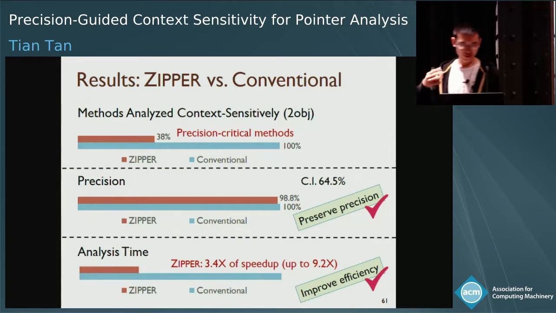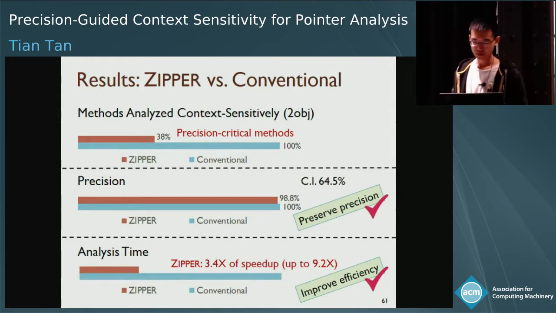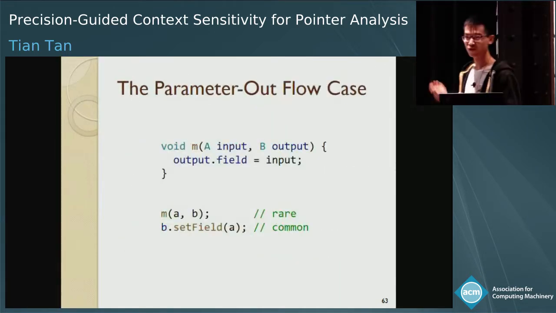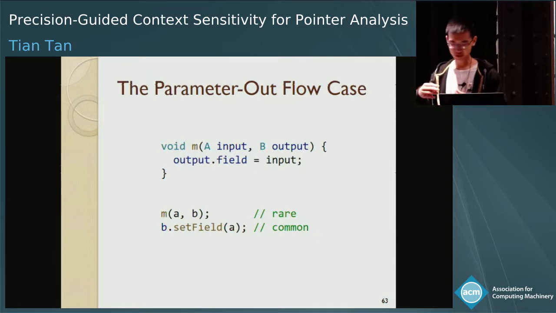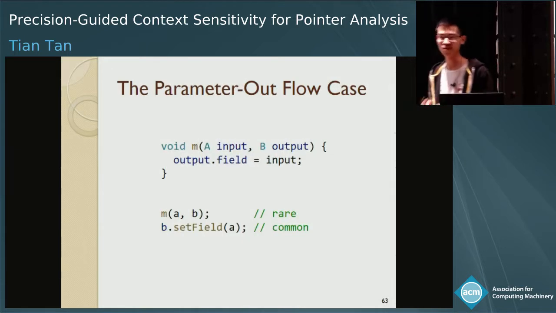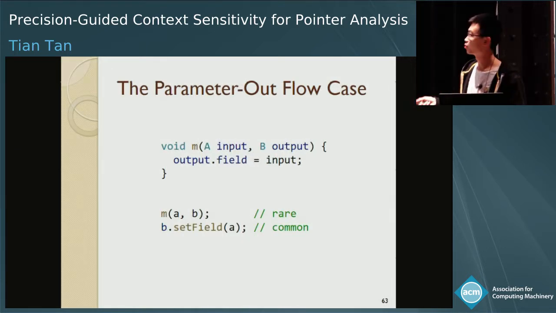We found that it's extremely hard to cover 100% of the precision loss. And we discussed 2 cases of precision loss in our paper. One case is this parameter outflow case. In Zipper, we consider object flow out only through the return value. But in some cases, the object flows in through a parameter, and it also flows out through another parameter. So the object flow out through parameters is not considered in our methodology. This is how precision is lost.